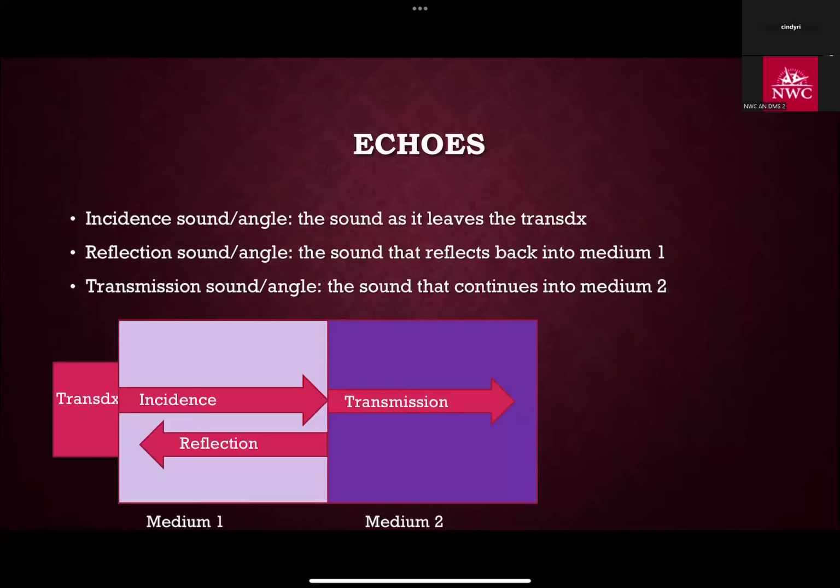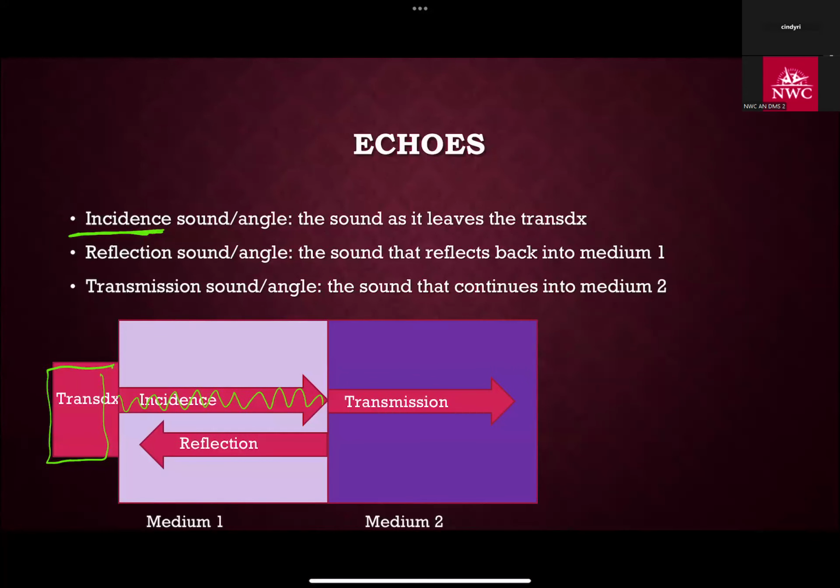Well, what is an incidence? Whenever we say the word incidence in physics, we're talking about the sound wave that comes out of the transducer. So if this is the transducer right here, this sound wave that's coming out of the transducer, instead of just calling it the sound wave, we're going to call it the incident sound. So think about it as an AKA, or we can call it the incident angle.